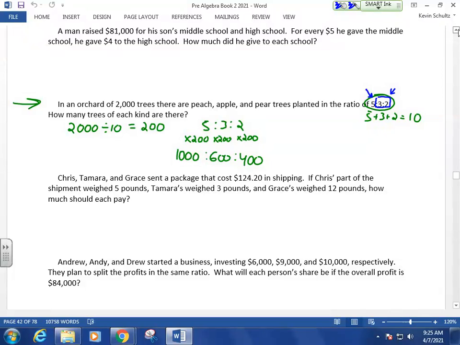5 is the same as 3 plus 2. So it makes sense that there is the same number of peach trees as apple and pear together, right? Because our base ratio, 5, 3, and 2, 5 is the same as 3 plus 2. So those relationships that exist in the original ratio also exist in the actual totals. Okay?